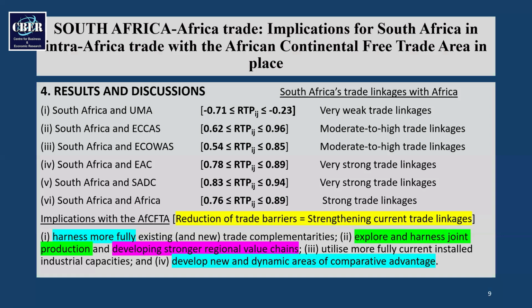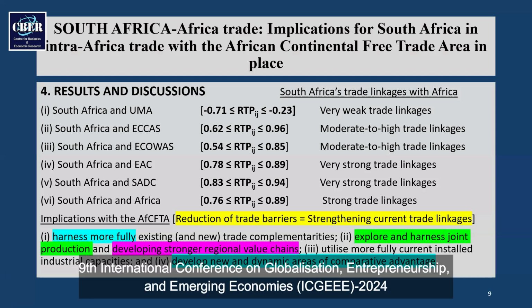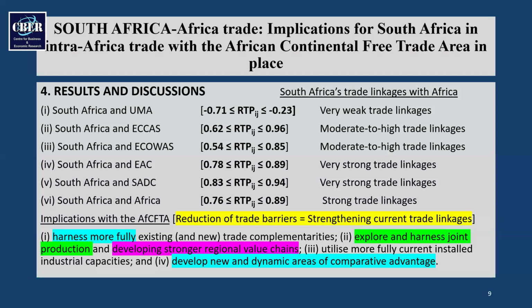Now, with the African Continental Free Trade Area in place, and the tariffs and non-tariff barriers reduced, these current trade linkages are going to be made even stronger, such that South Africa will be able to harness more fully current and new trade complementarities, and also explore possibilities of joint production, develop stronger regional value chains, and develop new and dynamic areas of comparative advantage, because these trade linkages will be strengthened once you have an African Continental Free Trade Area which is functioning as per the natural trading partner hypothesis.